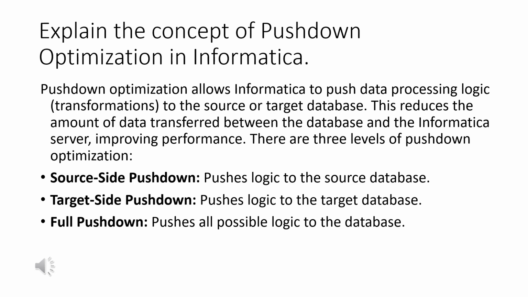Explain the concept of push-down optimization in Informatica. Push-down optimization allows Informatica to push data processing logic, transformations, to the source or target database. This reduces the amount of data transferred between the database and the Informatica server, improving performance. There are three levels of push-down optimization: source side pushdown, target side pushdown, and full pushdown.